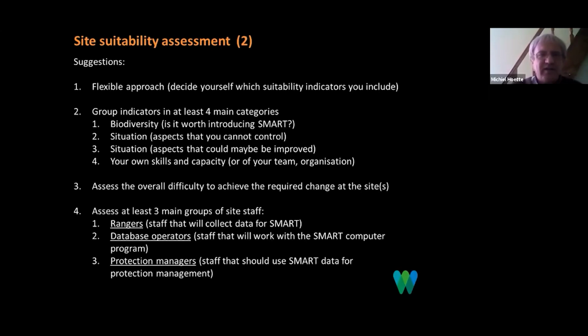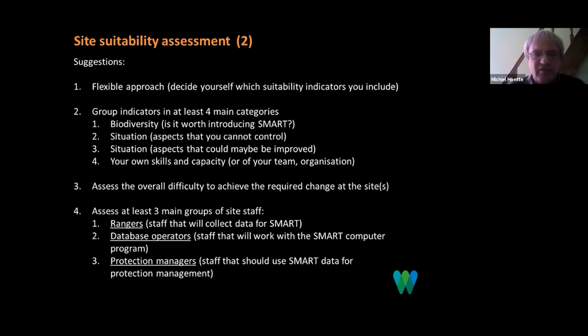And for such an assessment, these are my suggestions. I know that there are certain formats that have been developed for suitability assessments. My suggestion would be to look at all of them and see if there are things that are useful, but eventually develop your own set of criteria to assess the situation. And I suggest to group the indicators that you think are relevant into at least four categories.